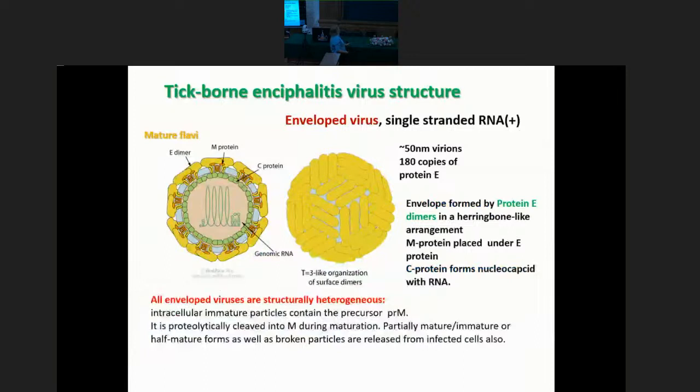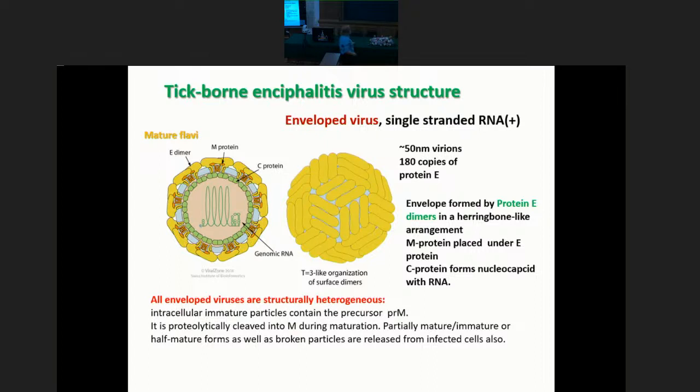What about the structure of this virus? It's an enveloped virus with single-stranded RNA. The virion has a diameter of about 50 nanometers and an envelope formed by protein E dimers in a herringbone-like arrangement. M protein is placed just under the E protein, and the membrane parts of these proteins are immersed into the membrane, and C protein forms the nucleocapsid with RNA.